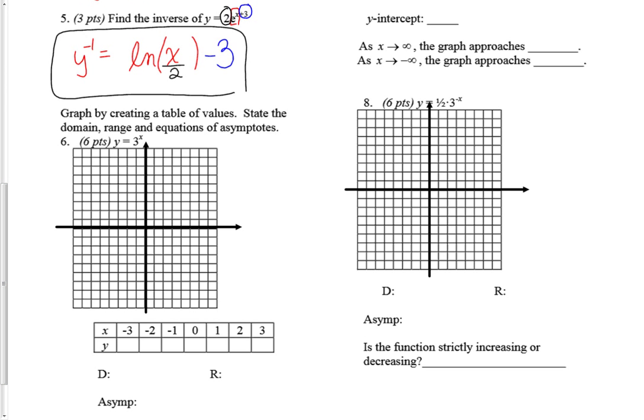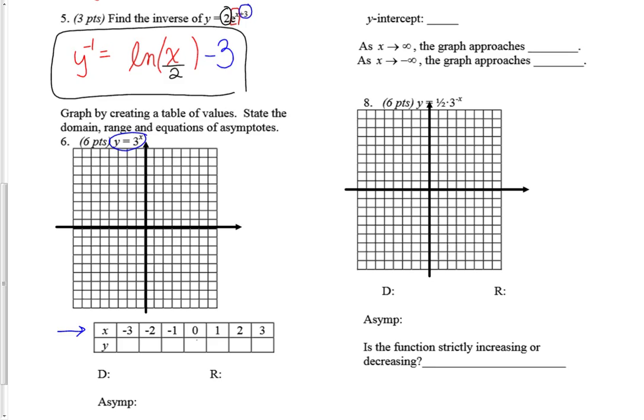Okay, I just gave myself some axes there to make this a little easier to see. On this, we're supposed to graph by creating a table of values, state the domain, range, and the equation of the asymptotes. So the first function I'm graphing right here is y equals 3 to the x. They've given me a spot for a table down here below.